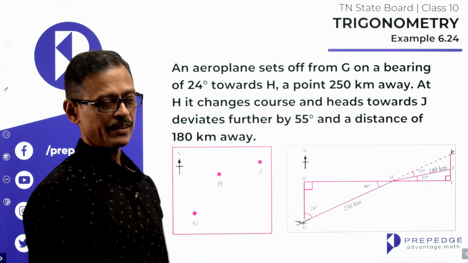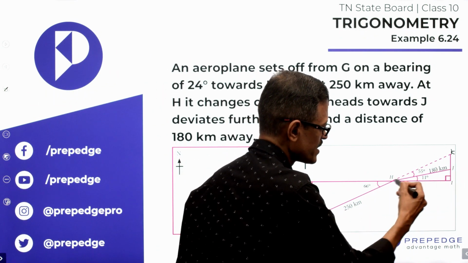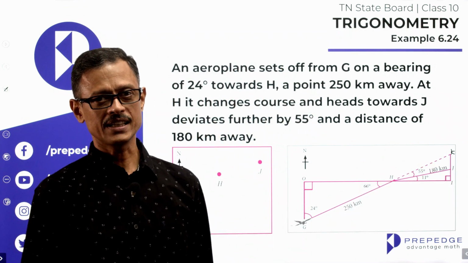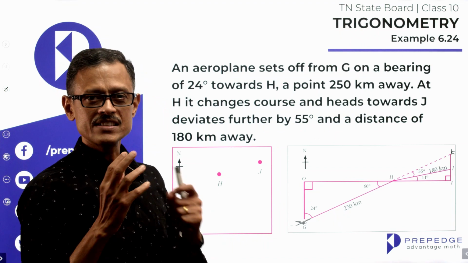So it's reaching J. How far is J from H? It is 180 kilometers. The distance of HJ is given as 180 kilometers. So all these angles have been given. The diagram is also given in the question. They have also mentioned north, east and so on.